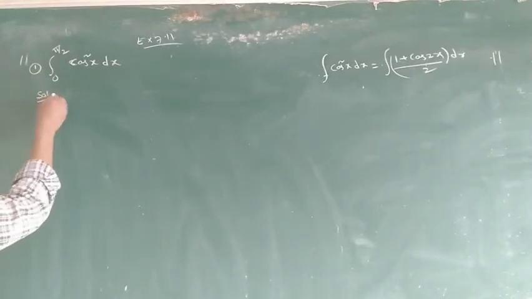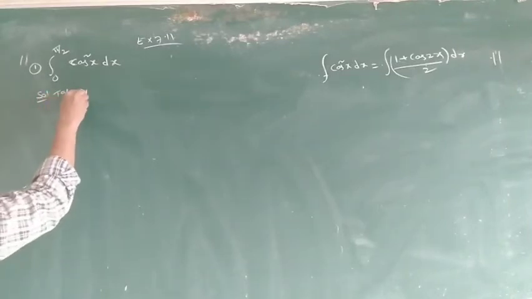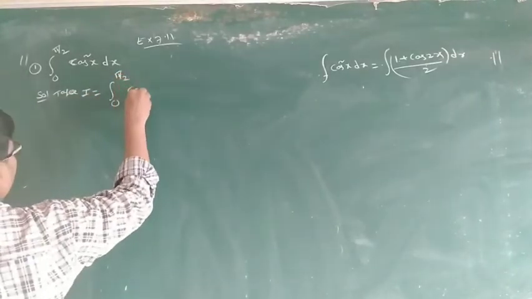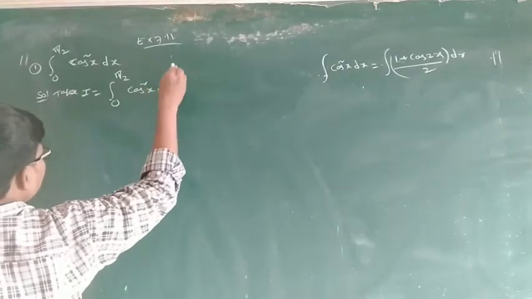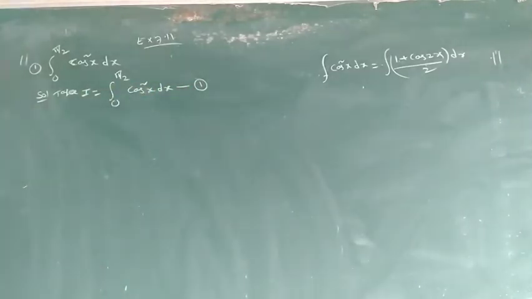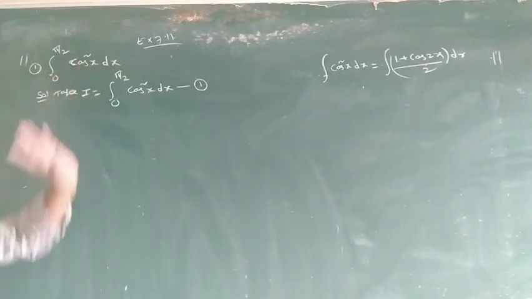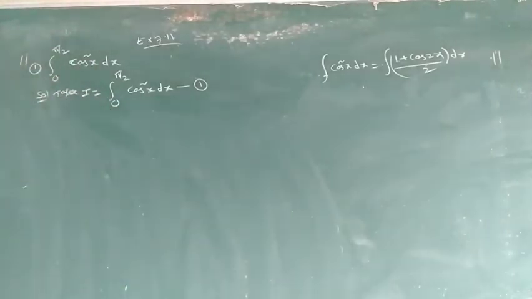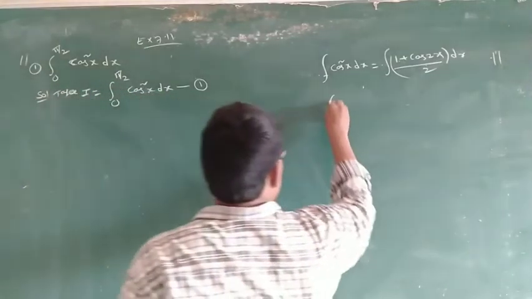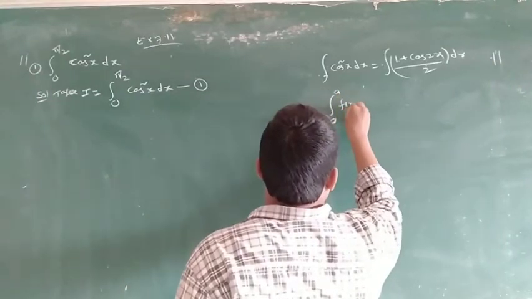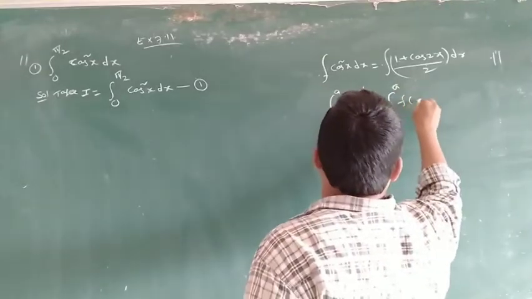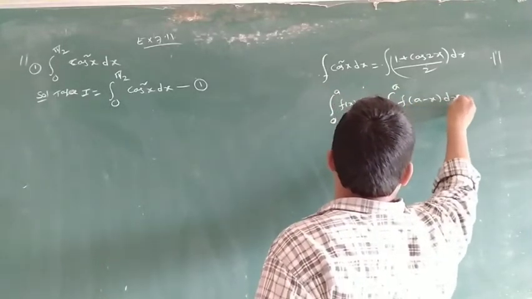Solution: first take I is equal to integral 0 to pi by 2 cos square x dx. Equation number 1. This is which property? Integral 0 to a f of x dx is equal to integral 0 to a f of a minus x dx.